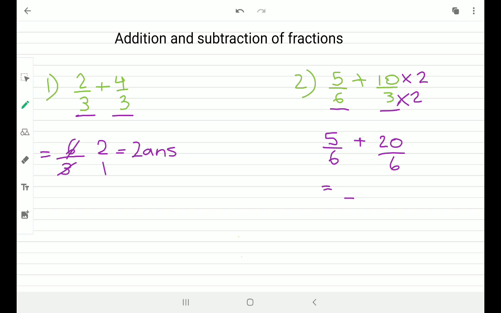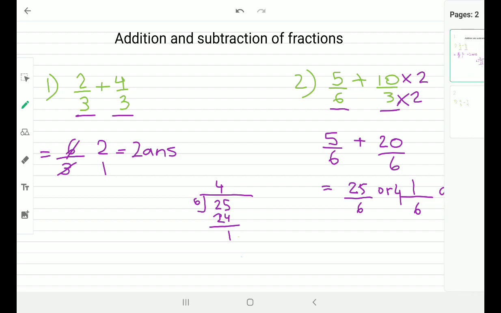I can simply add the numerators. It is 25 over 6. This is an improper fraction. I have to change it into a mixed number. So I will divide this by 6. 6 4 times is 24, 1 remainder. I can write it as a mixed number. Denominator will remain same, 6, and this remainder 1 will go at the top and 4 will be here. So this is my answer, 4 and 1 over 6.